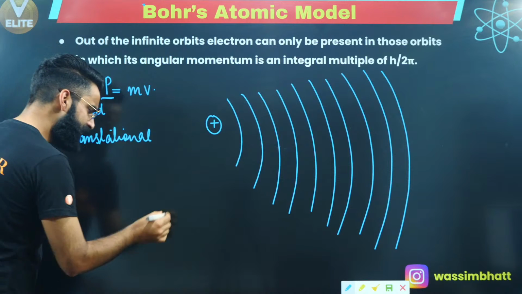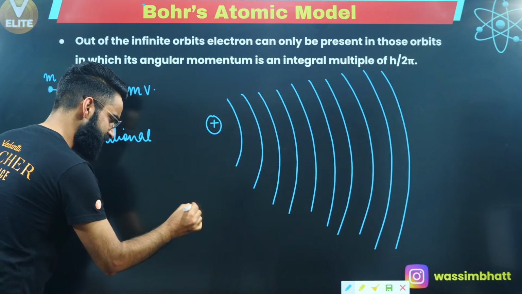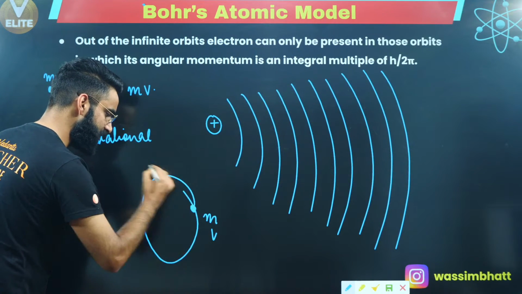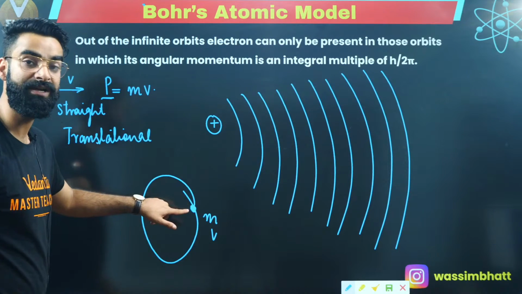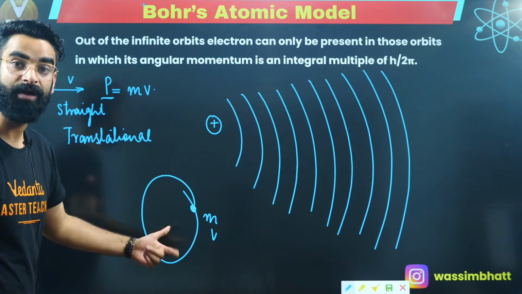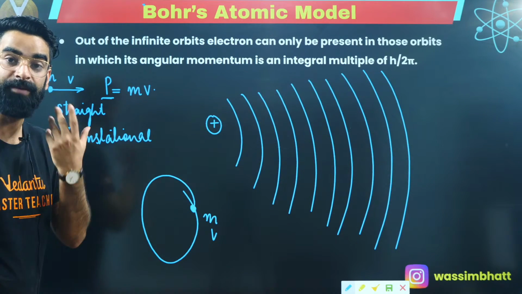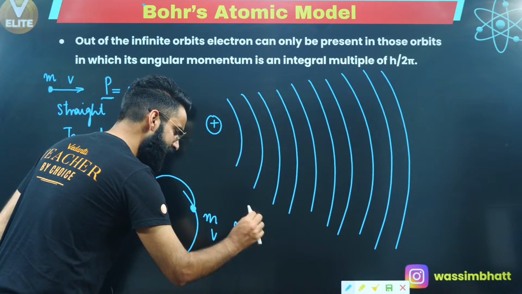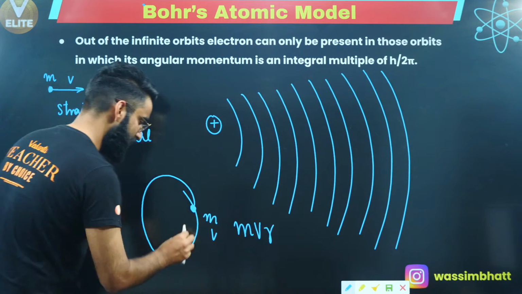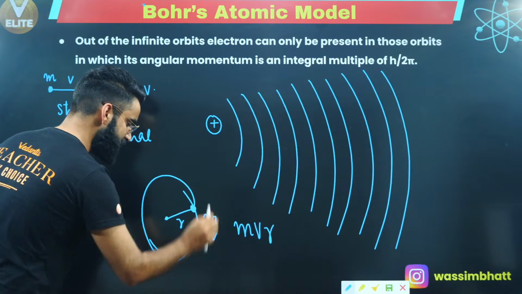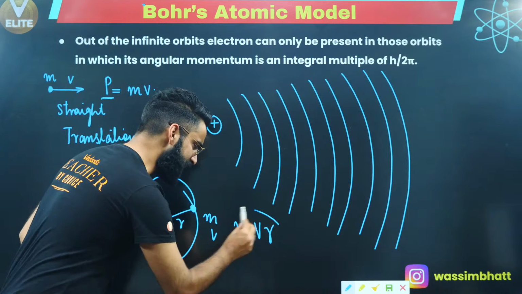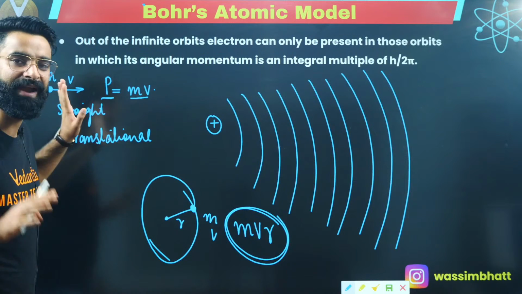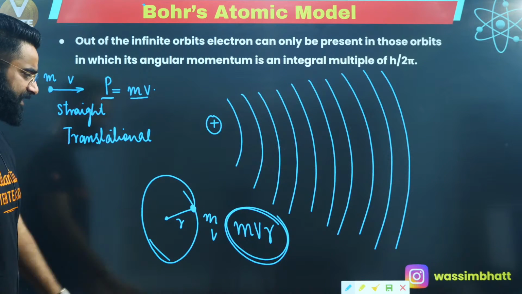Now, if I have an object which has some mass and some velocity v, but the object is moving in a circular path, for this object I'll be defining a new term. I won't be defining linear momentum for this object. I'll be defining angular momentum for this object. Angular momentum is simply the product of m, v and r, where r is the radius of this circular path. So angular momentum is the product of mvr, and your linear momentum is the product of m and v only, okay? It's basically mv cross r.